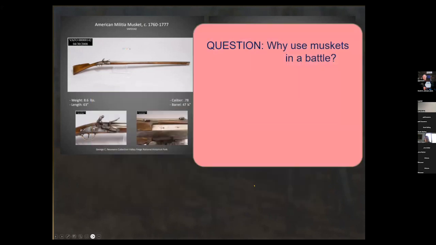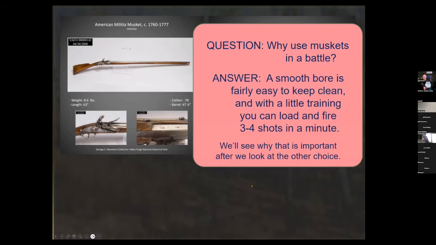So why bother to use muskets in a battle? And the answer is it's very easy to keep clean, and you can train somebody to use it in a hurry. And when they're trained, they can fire 3 to 4 shots a minute. Now remember, each shot has got 4 balls in it, so now we're talking about somewhere between 12 and 16 pieces of lead that are flying through the air.